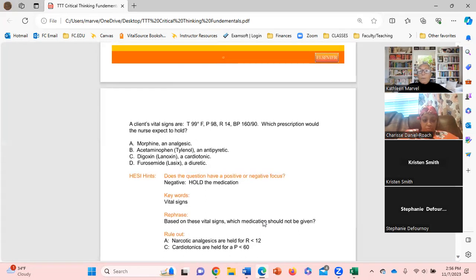Okay, here's one. And tell me why it's negative. The client's vital signs are right there. You can see it. Which prescription would the nurse be expected to hold? What does that mean? There's a medication that we're not going to be giving. We're not supposed to give it if those are the vital signs. Does that make sense? So it's not moving ahead with a positive intervention. It's actually looking at what is negative about this situation that's going to require us to hold a certain medication.